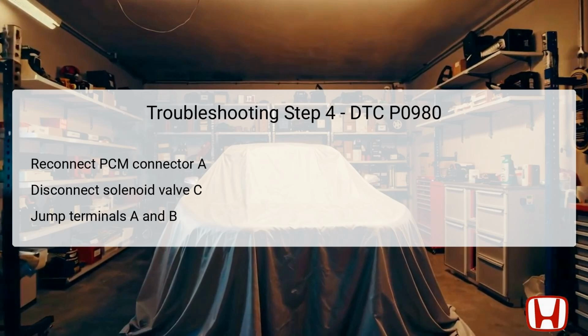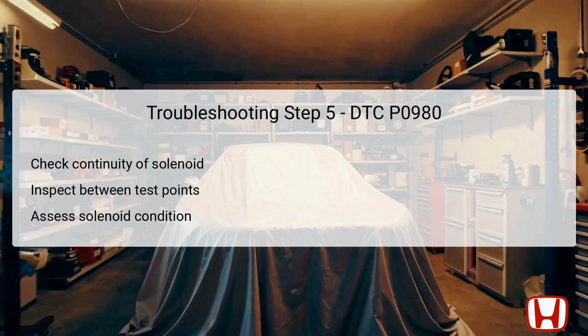Once the connections are made, turn the vehicle to the on mode and utilize the HDS to clear any DTCs. Starting the engine after this adjustment allows the technician to assess for any new pending or confirmed DTCs. Notably, if DTC P0979 shows up, it points to an issue directly with Solenoid Valve C.